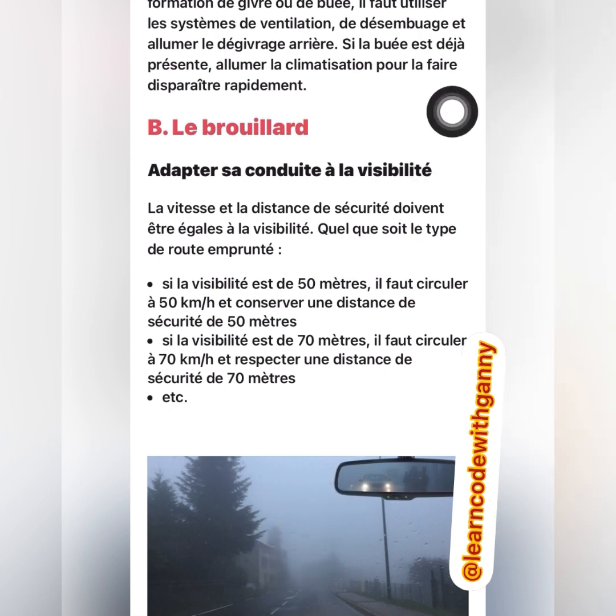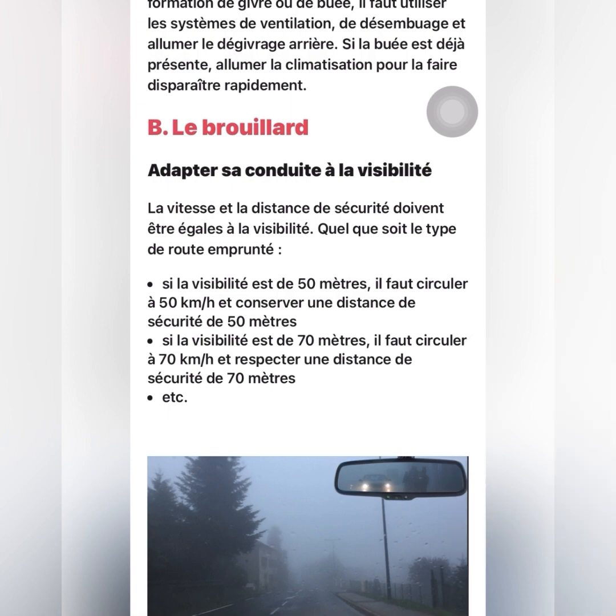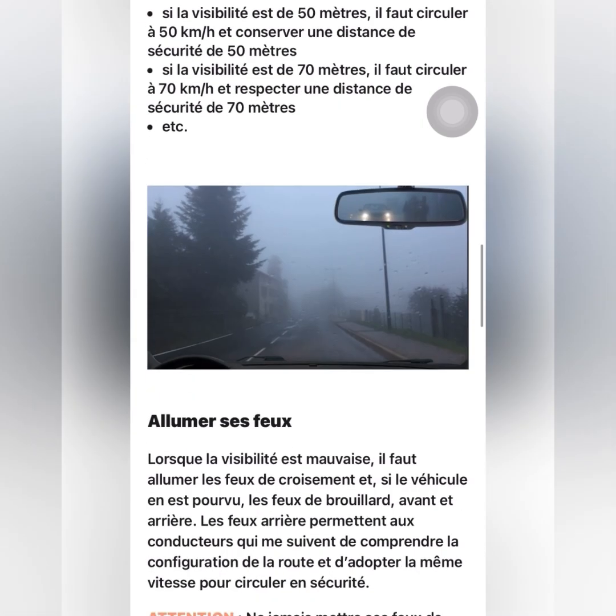Adapt your driving to visibility. The speed and the safety distance must be equal to the visibility regardless of the road you are taking. If the visibility is 50 meters, you must drive at 50 and maintain a safety distance of 50 meters. If the visibility is 70 meters, you must drive at 70 and respect that. So you have to adapt to the distance only.